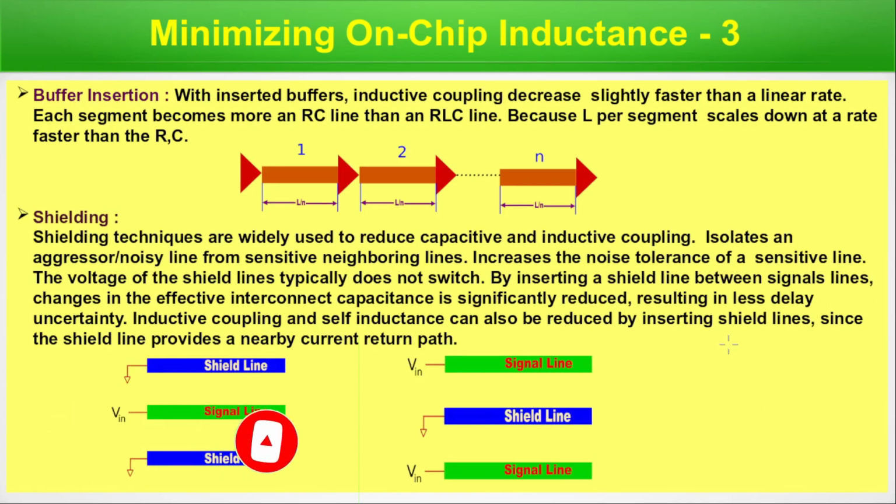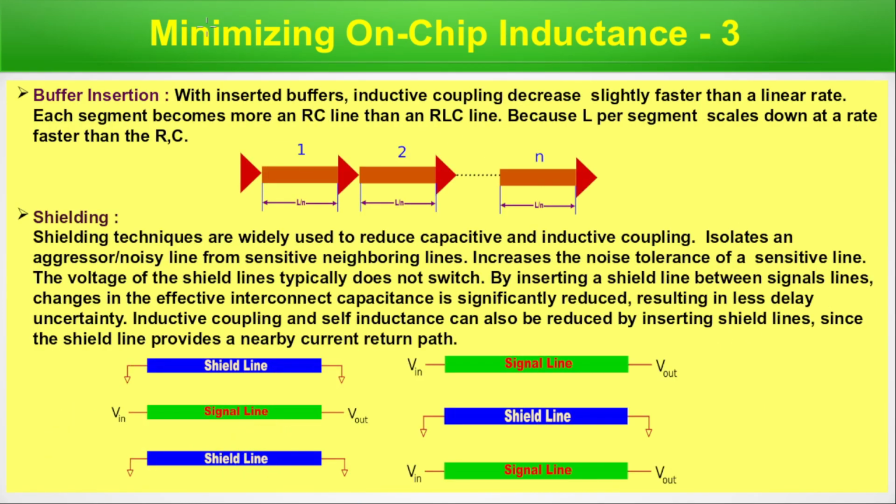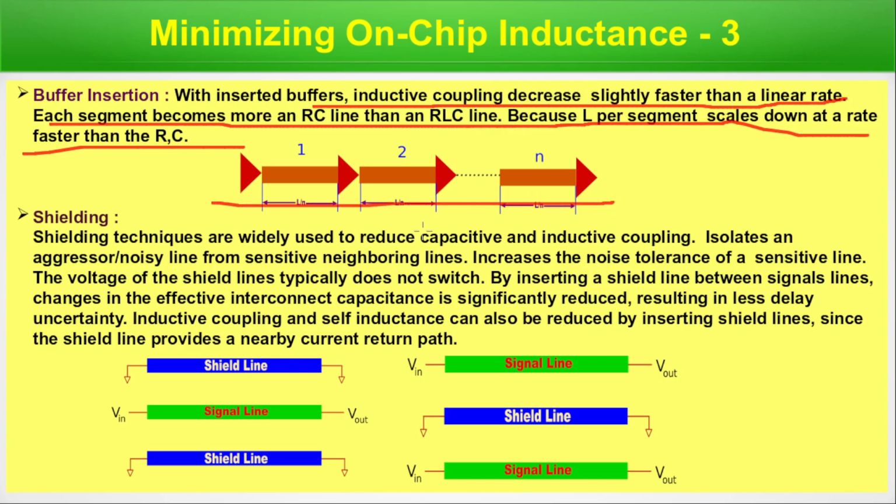Buffer insertion. With inserted buffers, inductive coupling decreases slightly faster than linear rate. Each segment becomes more of an RC line than an RLC line because L per segment scales down at a rate faster than R and C. So we can insert buffers to reduce inductive coupling slightly faster than a linear rate. Now shielding, another method.